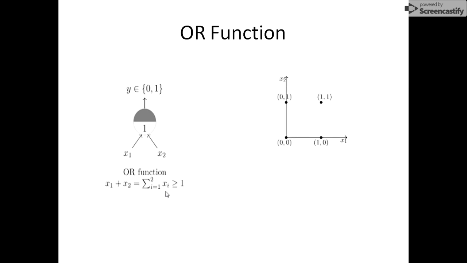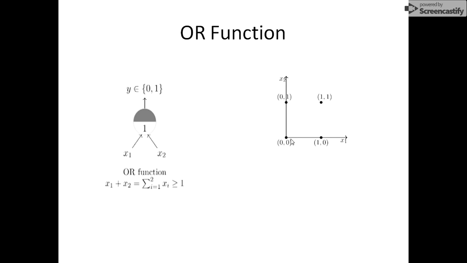Now if we talk about the geometric representation of the MP neuron, this specific representation is for the OR function, and the equation we get is the summation x1 plus x2, which should be greater than or equal to 1 in case of OR, since we have decided that the threshold value is 1. So the sum of x1 and x2 should be greater than or equal to the threshold value. We can represent it like this.